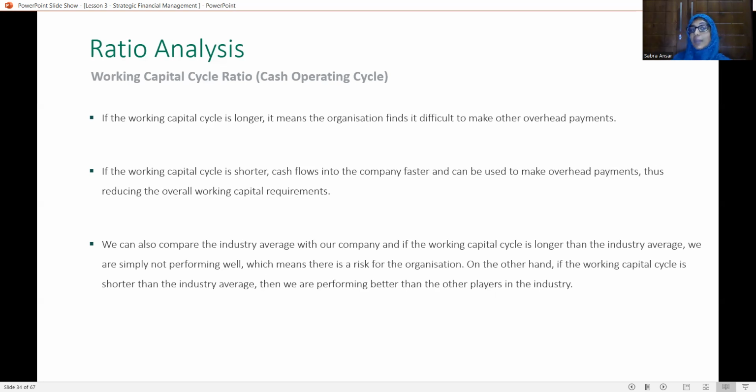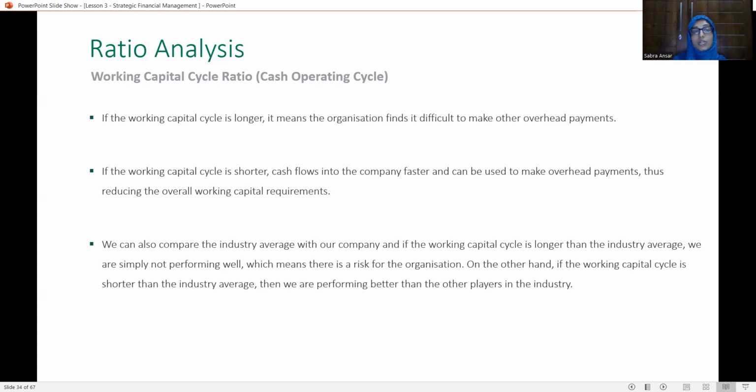So if the working capital cycle is shorter, that means the cash that is invested in the raw material and the product, and the time it takes for us to get it back as cash, is shorter. That means we get cash very quickly. That means we are able to make our overhead payments, and so the overall working capital requirement obviously will reduce as well, because we are having more assets in hand.